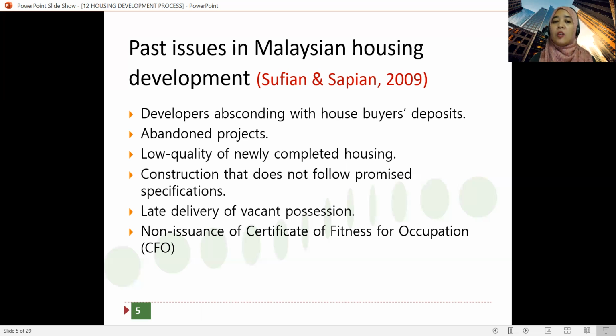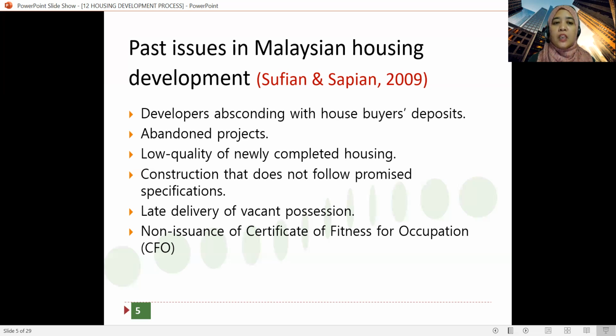Okay. Also, I mentioned just now specifications tu, the aluminium casing punya window tu, that was an example for the fourth one, construction that does not follow promised specifications. They promise you apa nama tu, Italian tiles, for instance, but you get a normal cheap ceramic tiles kan. So itu semua the finished product that does not follow promised specifications. Not just that, sometimes the building dimension they promise you 20 by 70, you get a 20 by 65 punya rumah kan. Lebih kecil daripada apa yang mentioned in the sale and purchase agreement. Okay, construction that does not follow promised specifications.